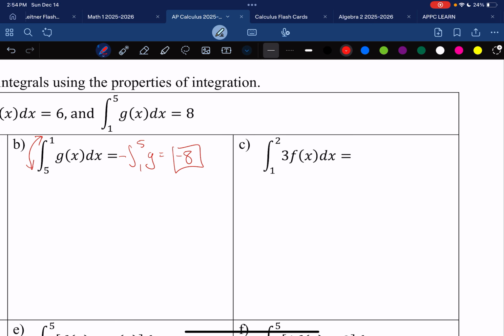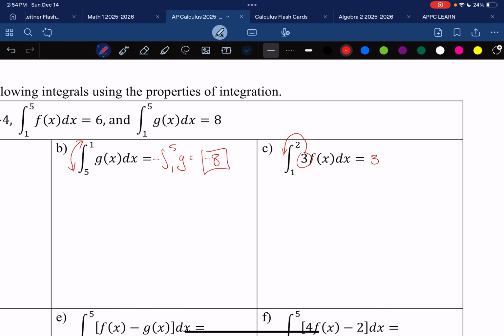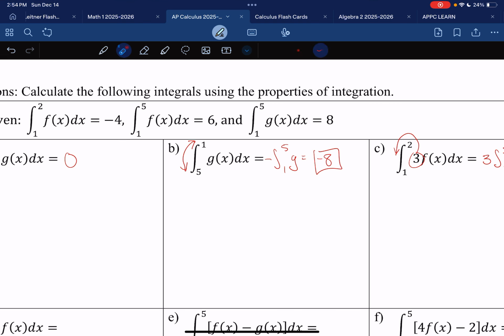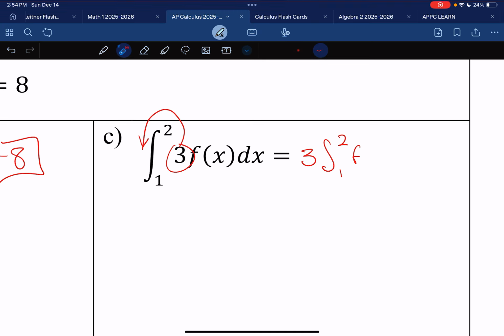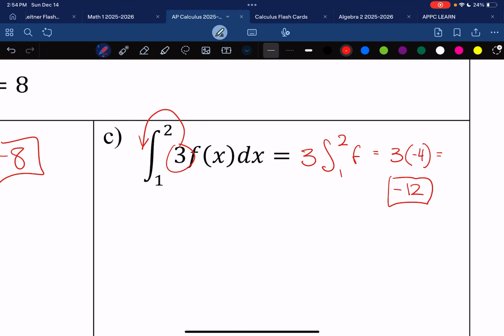What about for part C? Again, that 3 is going to come out in front. So this is really, I can even rewrite it. It's a little bit pedantic, but you can say it's 3 times the integral from 1 to 2 of f. All right, well, I know the integral from 1 to 2 of f. It tells me 1 to 2 of f is negative 4. So it's going to be 3 times this negative 4. This is going to be equal to 3 times the negative 4, which is negative 12. I'm going to say equal to negative 12 for our final answer.